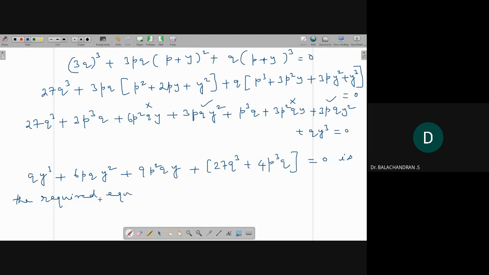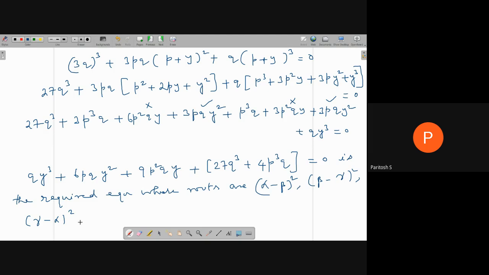The required or transformed equation, whose roots are what? Whose roots are alpha minus beta whole square, beta minus gamma whole square, and gamma minus alpha whole square.